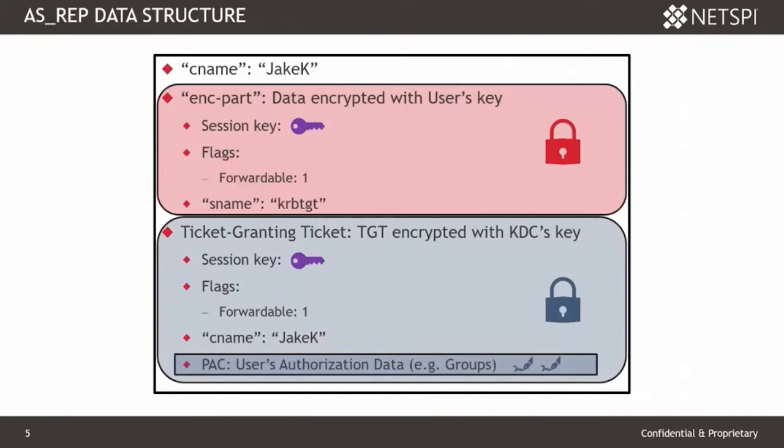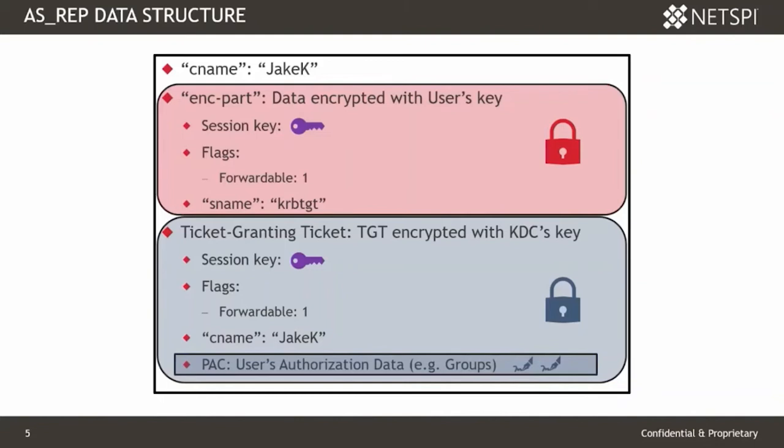There's three main parts. First, there's the CNAME, which is just the authenticated user's username in plain text. So if I'm authenticated, the CNAME might look something like Jake K. Then there's the ink part in red. This is encrypted with the user's secret key. Because the user has the secret key, they can decrypt and read the information in the ink part. So this is readable by the user. It has a copy of that purple logon session key and some additional information about the response.